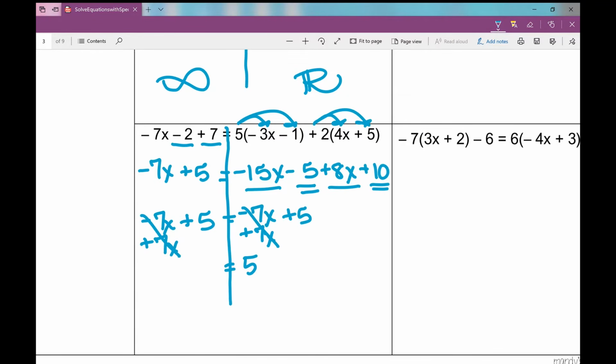-7x plus 7x on the left side cancels. I'm left with 5. What do you know? Okay, we got rid of our variables. We ended up with a statement that is true. Therefore, my answer is infinitely many, or all real numbers.